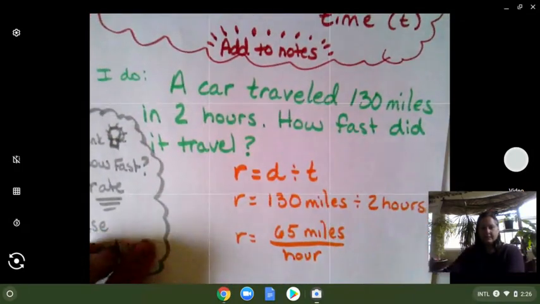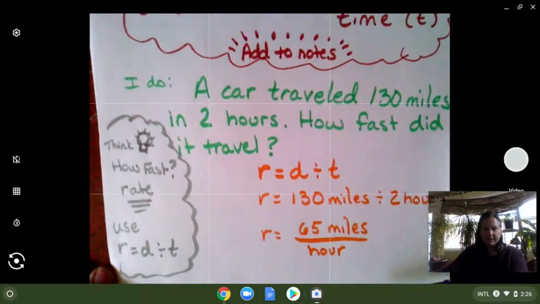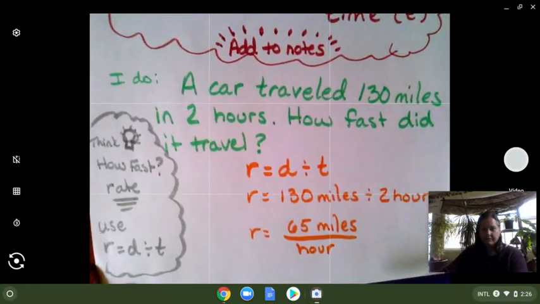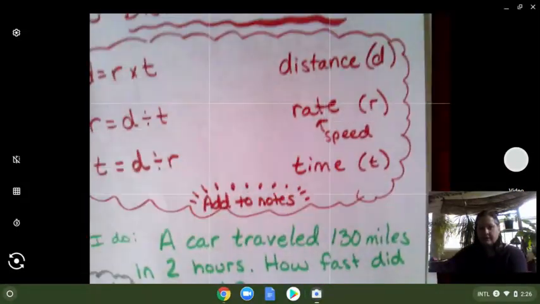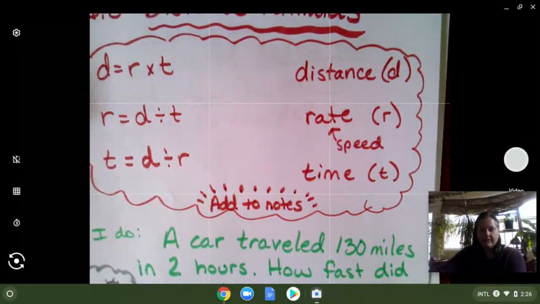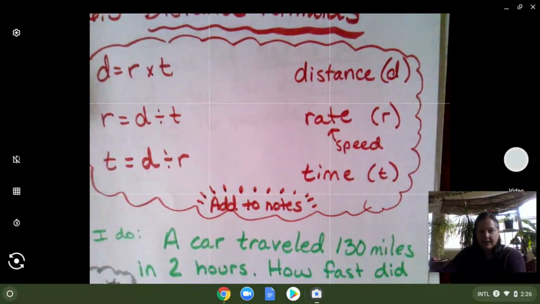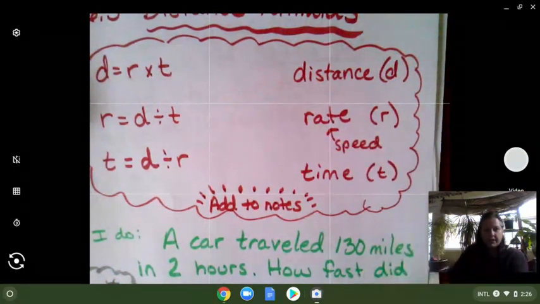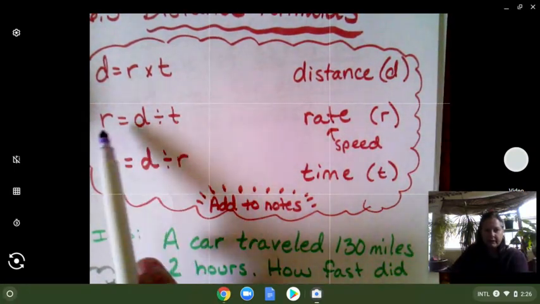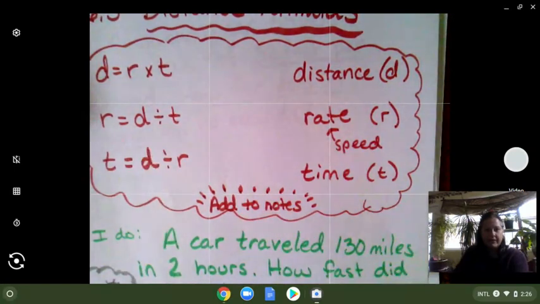And this is the one I will explain to you how we do this. So here is our example problem. It says a car traveled 130 miles in 2 hours. How fast did it travel? So first we have to ask ourselves, which of these up here represents fast? How fast would be our speed? Speed is the rate. So we need to use this formula here to find the speed or the rate if they want to know how fast.